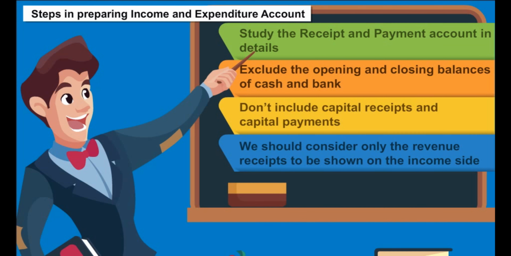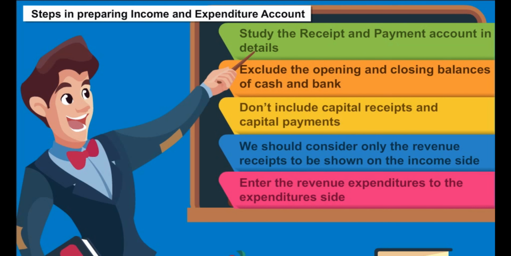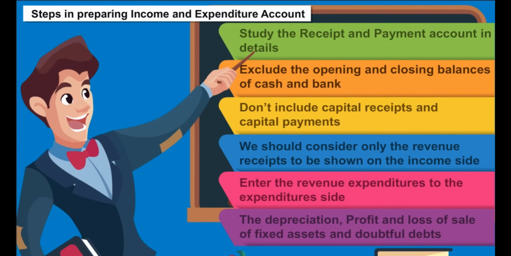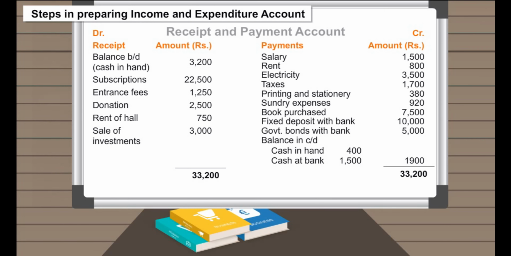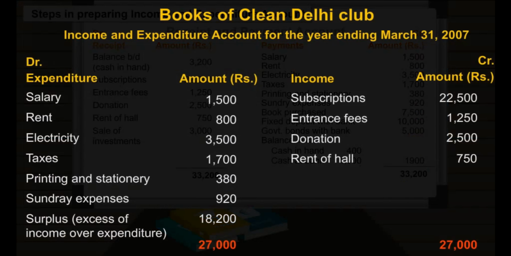We should consider only the revenue receipts to be shown on the income side of the income and expenditure account. Enter the revenue expenditures on the expenditure side of the income and expenditure account. The depreciation, profit and loss on sale of fixed assets, and doubtful debts are also considered in the income and expenditure account. Let us take an example. From the receipt and payment account given below, prepare the income and expenditure account of Clean Delhi Club for the year ended March 31st, 2007.